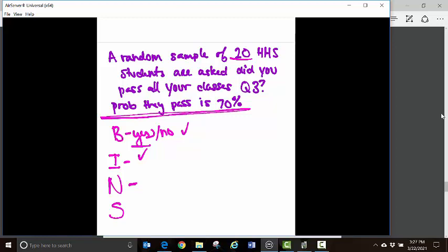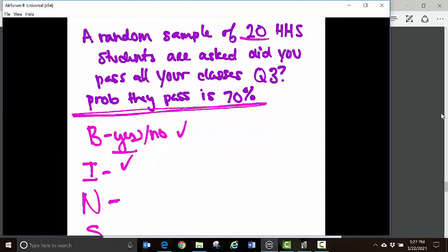Then I ask the question, and then we're done after this, guys. This is it. What is the probability that exactly three of the kids I asked passed all their classes? What would I do?